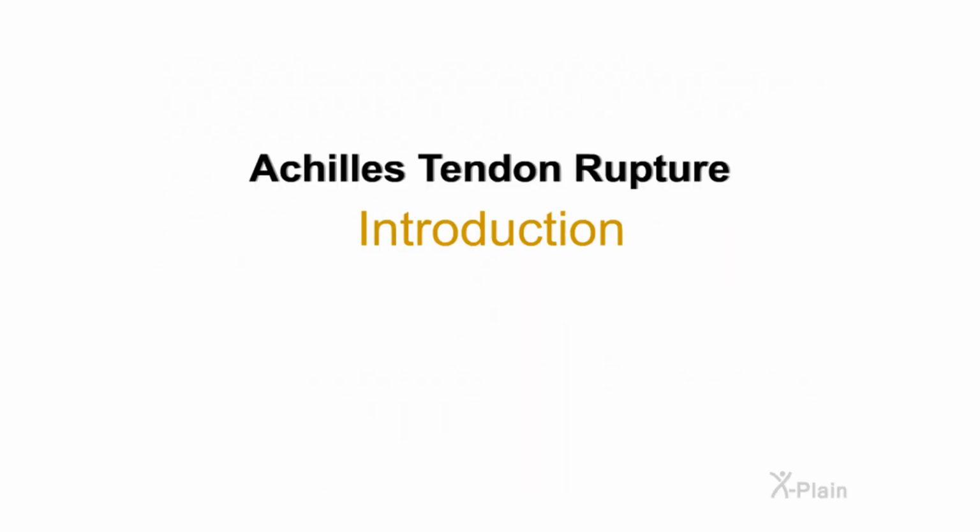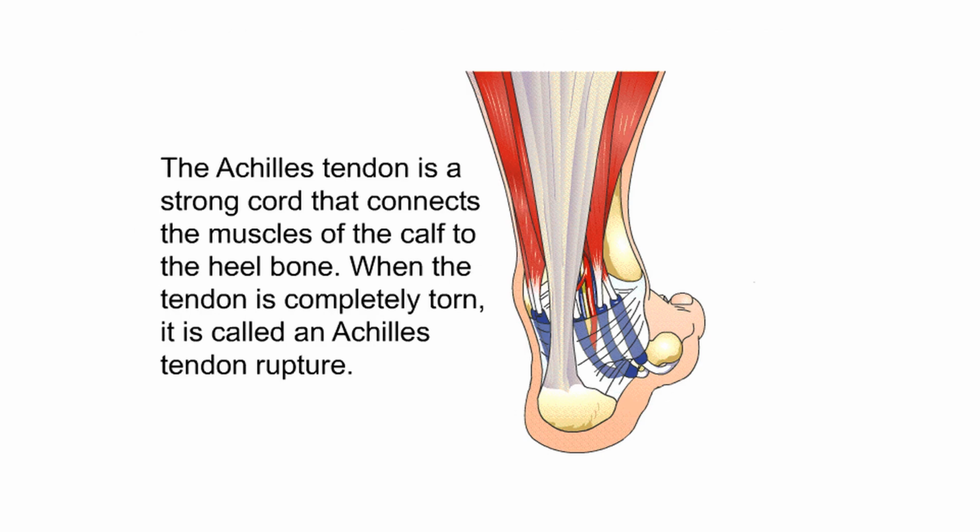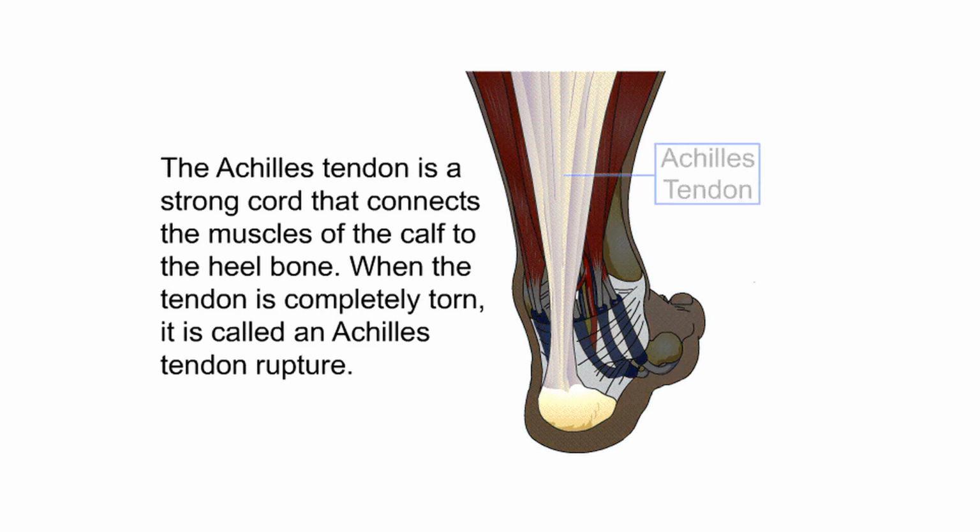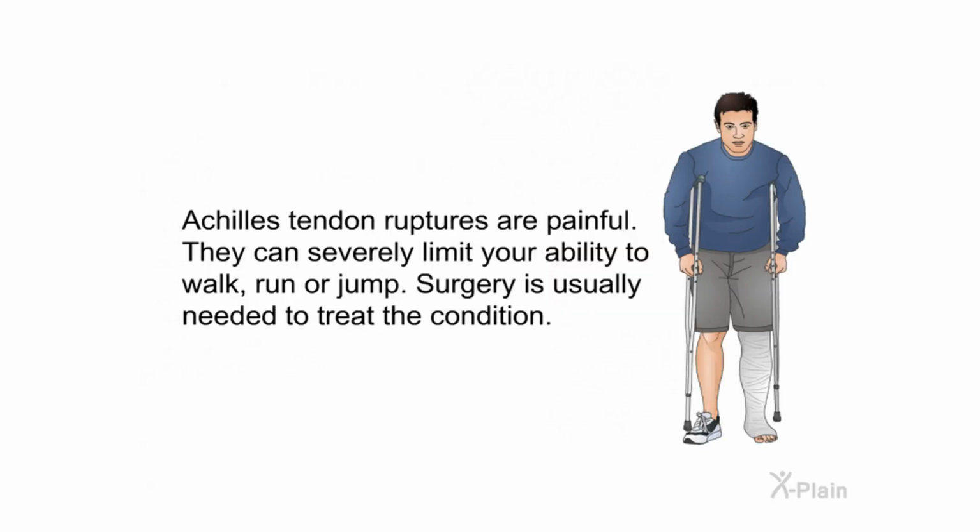Achilles Tendon Rupture. Introduction. The Achilles tendon is a strong cord that connects the muscles of the calf to the heel bone. When the tendon is completely torn, it is called an Achilles tendon rupture. Achilles tendon ruptures are painful. They can severely limit your ability to walk, run, or jump. Surgery is usually needed to treat the condition.